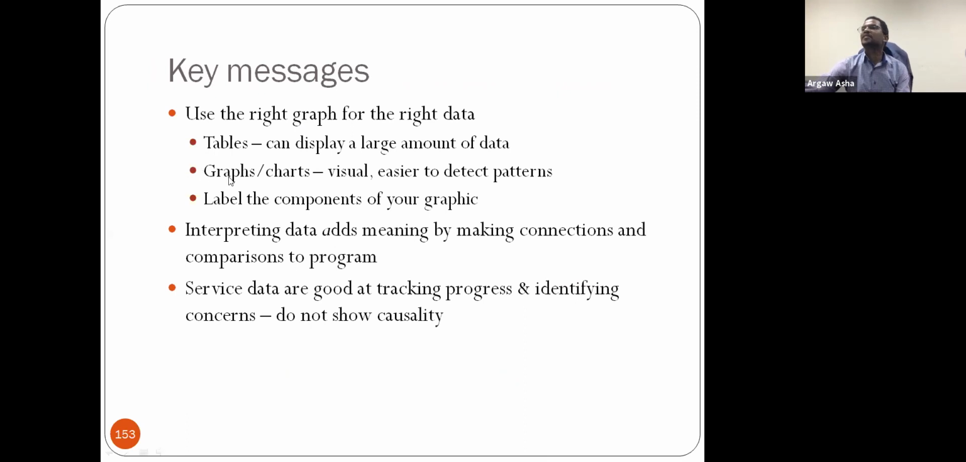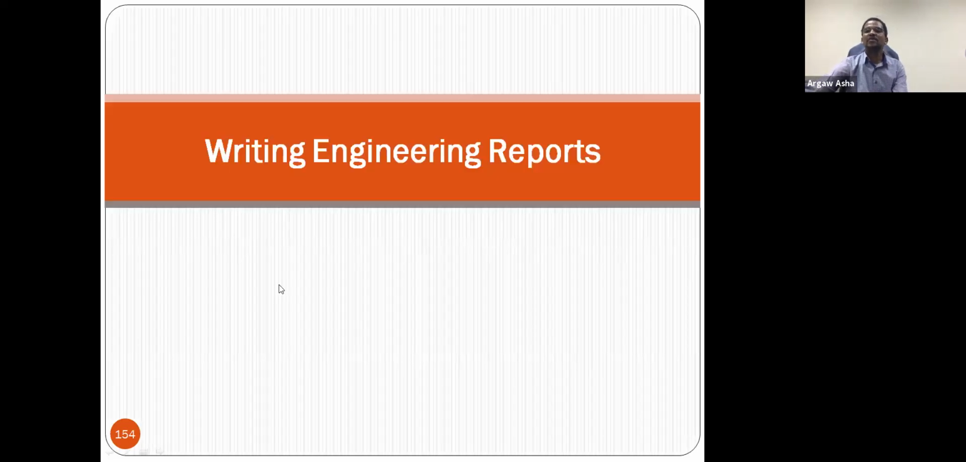When we use a table, it can display a large amount of data, so if you have a large amount of data, use a table. If you want some visual or an easier way to detect patterns, we use a graph or chart. Label the components of your graphs. Then whenever you are interpreting data, add meaning by making connections. Meaning should be used. The last one is report writing. What does it include?